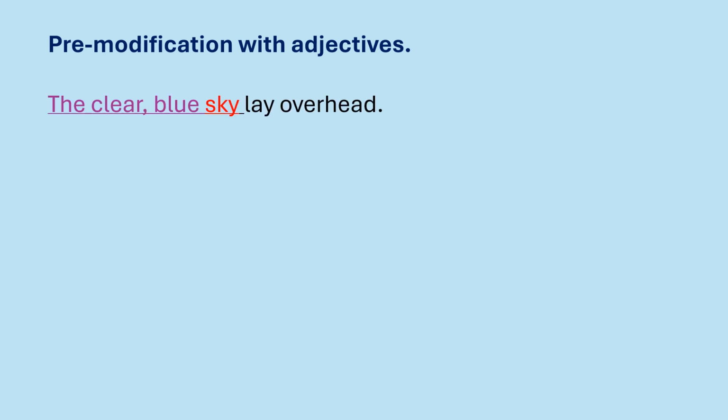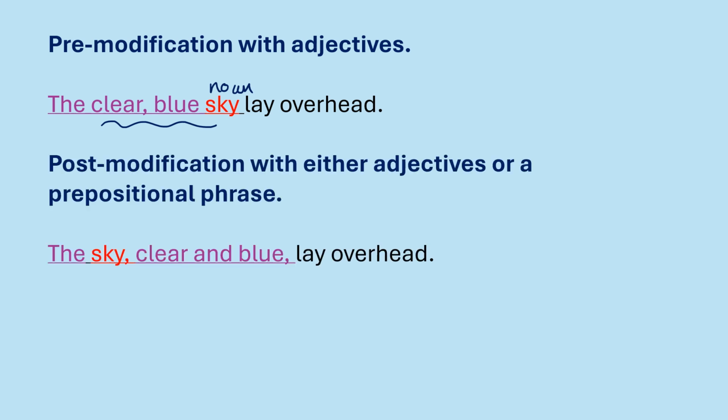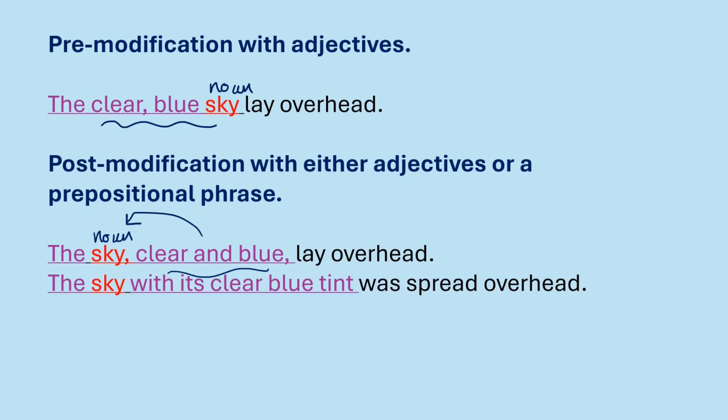So here's some pre-modification. If I've got the noun sky, and what type of sky was it? Two adjectives there before that noun. It's a very common form that's used in school to modify nouns. I can post-modify though with adjectives. So if I've got the sky, here it is again, that's my noun. And this time I've put the adjectives post-modifying, so they come after the noun. The sky, clear and blue, lay overhead. That's less common to see.